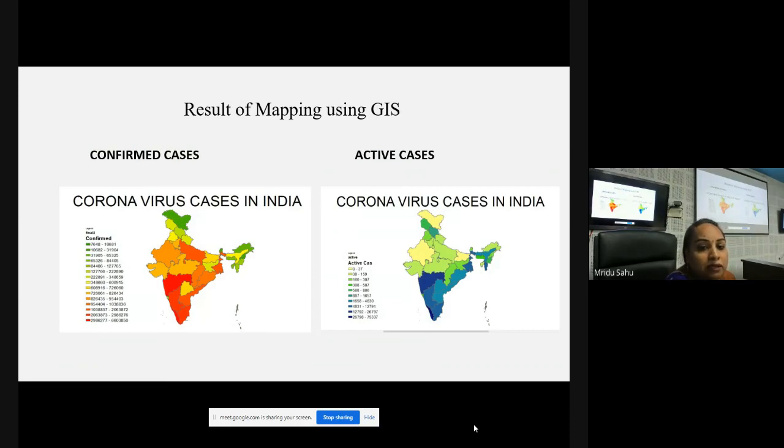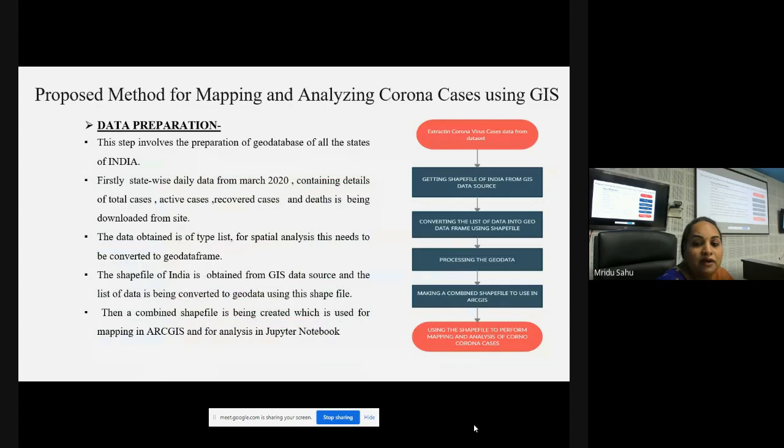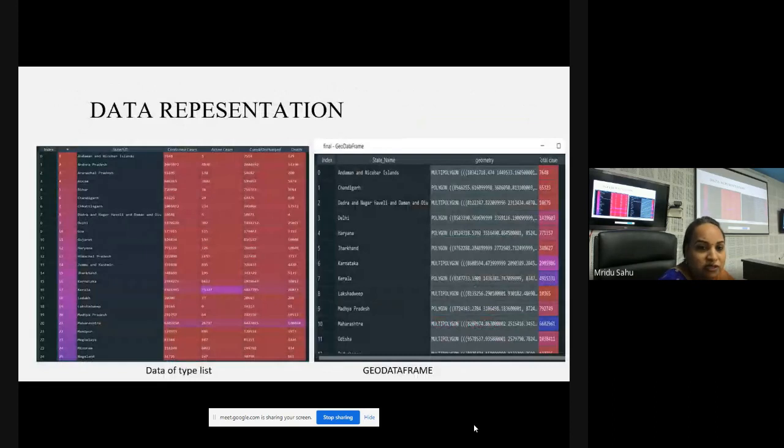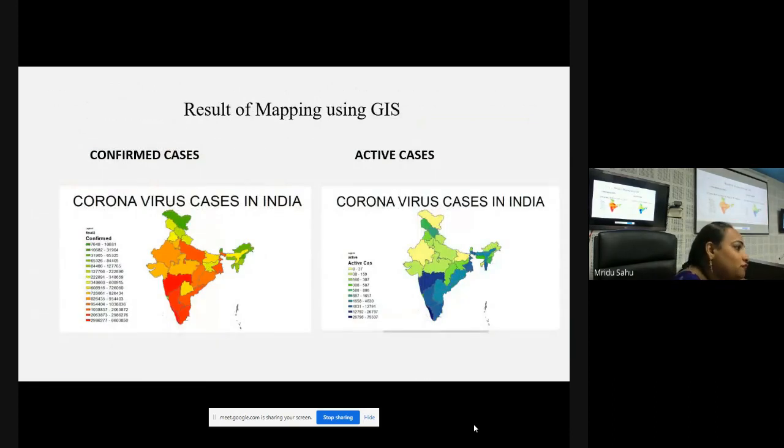So this is the result of mapping using the GIS, Geographic Information System. Corona cases in India, confirmed cases, are represented in this way. Is this representation user friendly? This representation is user friendly, but effort is required for converting this into this. How? We have to convert in 3 steps, converting the list of data into a geodata frame. Then only can we put the data into that form. Okay, so the confirmed cases of coronavirus, these all are our results.